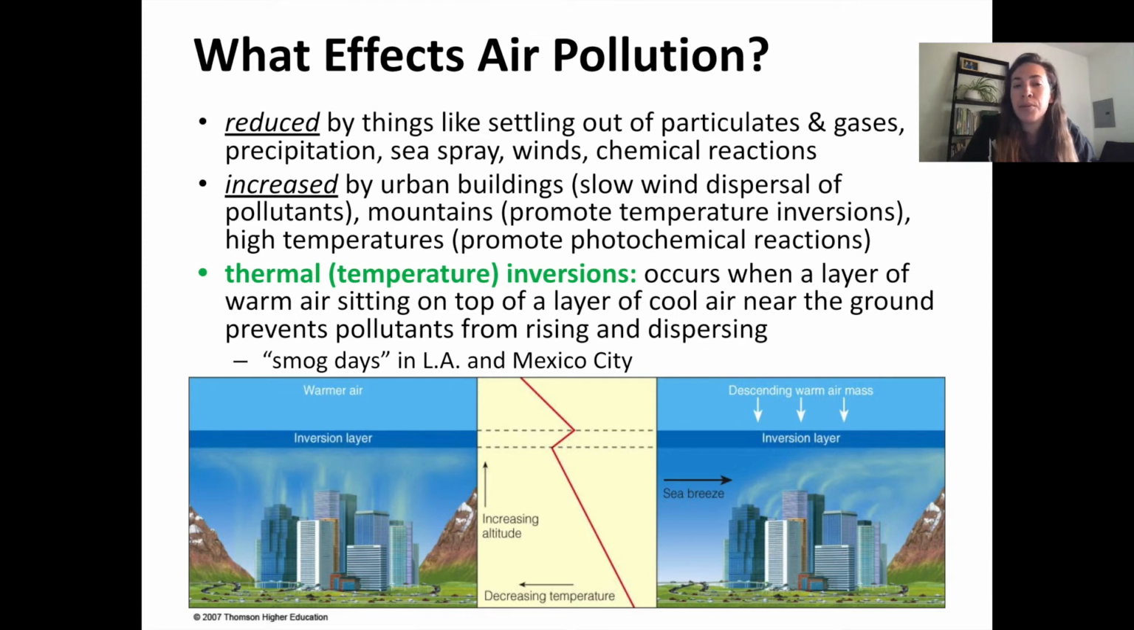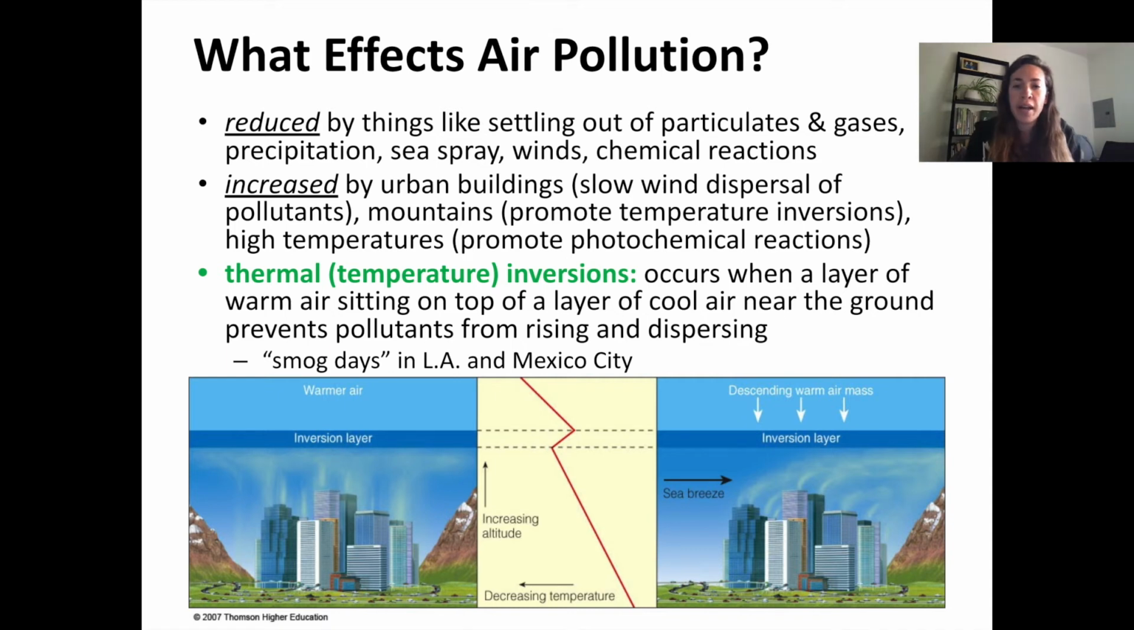Where we see pollution increase is going to be associated with urban settings. So urban buildings, tall urban buildings will slow wind dispersal. Urban settings tend to be warmer, so they hold in some of that material. Mountains will also pose a problem because they create basically these valleys between them that induce temperature inversions.